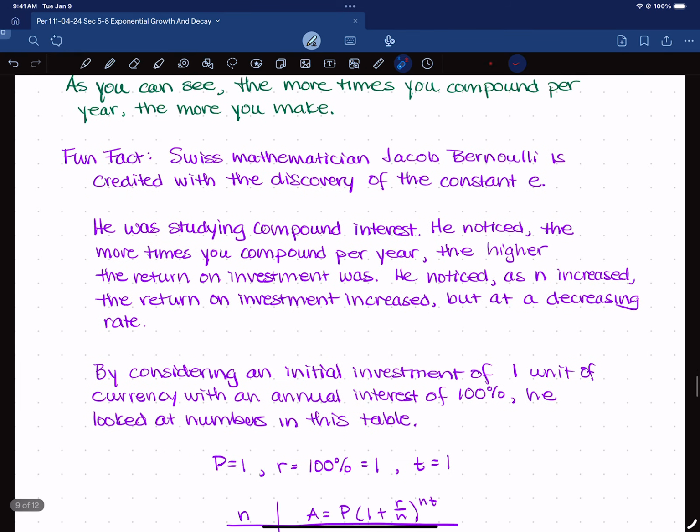Now, here's a little fun fact for you. Swiss mathematician Jacob Bernoulli, he's the one who's credited with the discovery of e. Even though it's Euler's constant, it wasn't really Leonhard Euler that discovered it. It's actually Jacob Bernoulli that's credited. So he was studying compound interest, and he noticed the more times you compound per year, the higher your return on investment.